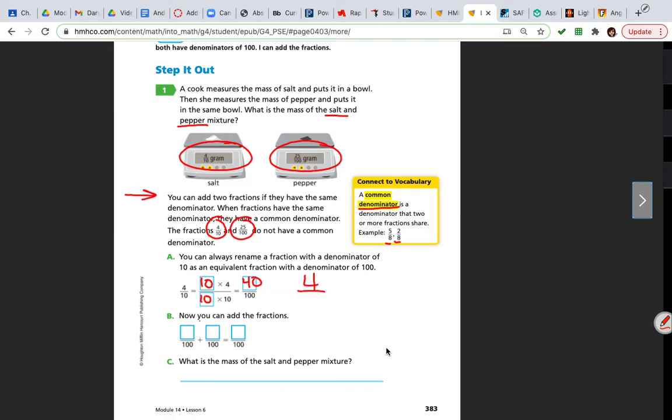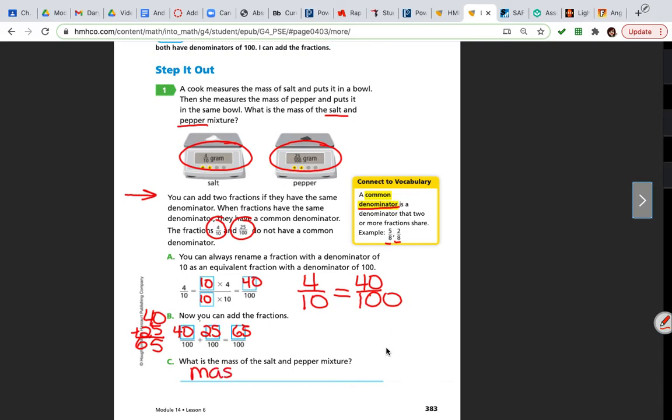So 4/10 is the same as 40/100. Now we can add 40/100 plus 25/100. For salt, we have 40/100. Pepper, we have 25/100, and we can add 40 and 25 together. And some of y'all are working this out in your head. 40 plus 25 is 65. So the cook has 65/100 of salt and pepper. What is the mass of the salt and pepper mixture? The mass of salt and pepper is 65/100.